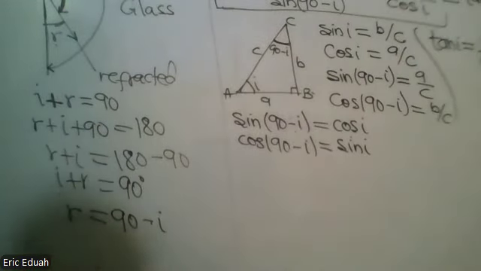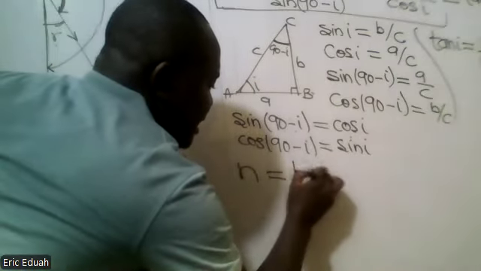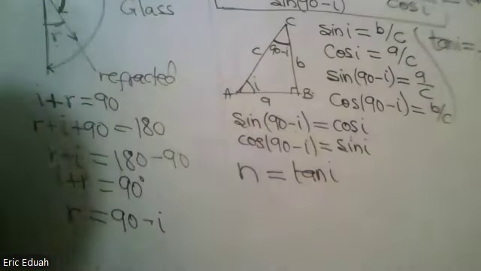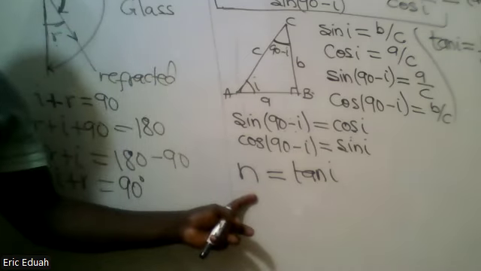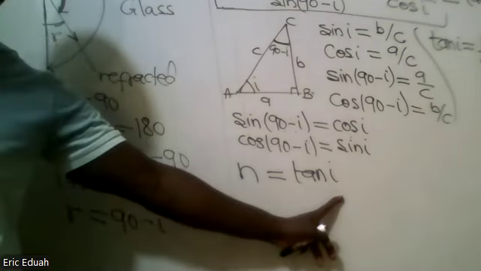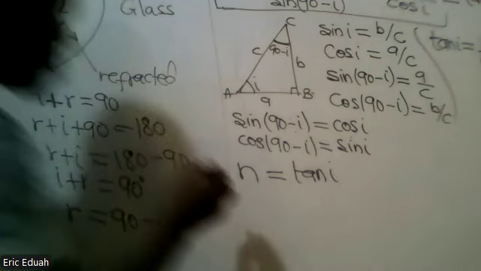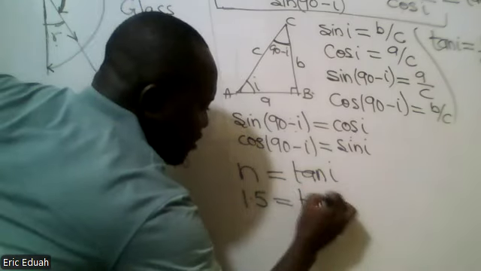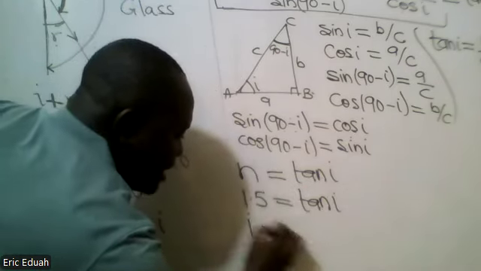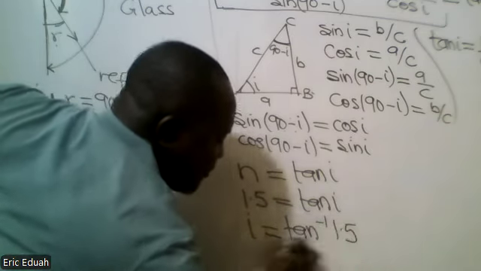We've been able to extract that the absolute refractive index of the glass is equal to tan I. So with the refractive index, you can easily find the angle of incidence. 1.5 is equal to tan of I. Therefore, I is equal to the tan inverse of 1.5.